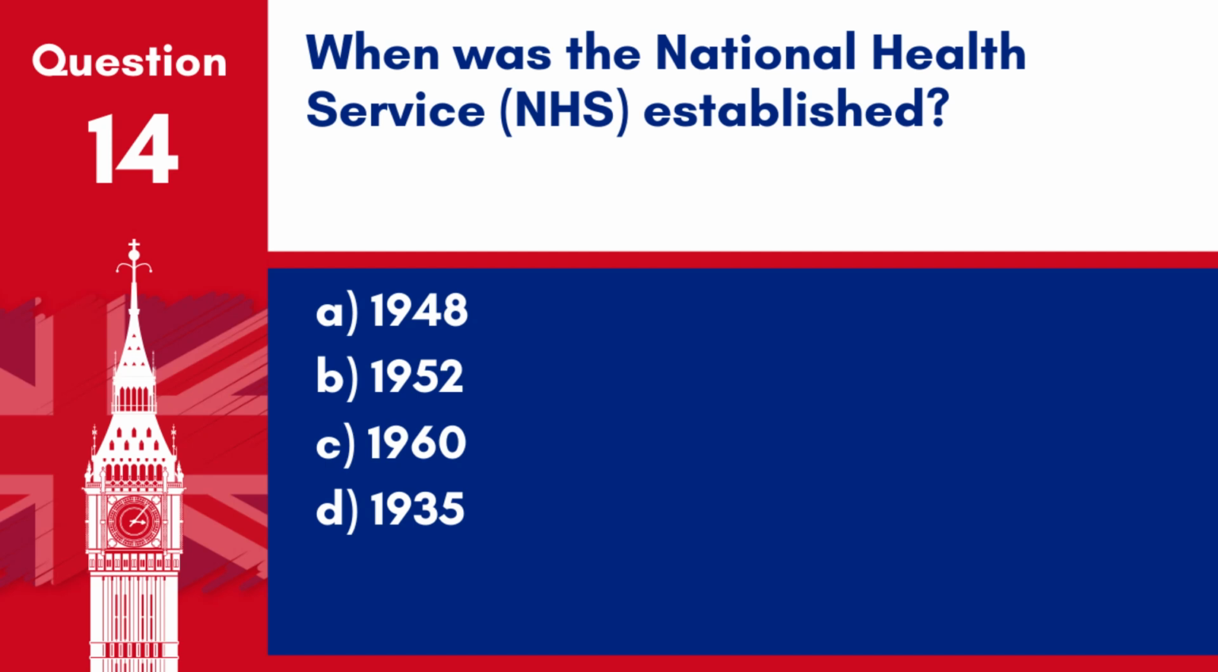Question 14. When was the National Health Service, NHS, established? A. 1948. B. 1952. C. 1960. D. 1935. Answer: A. 1948. The National Health Service, NHS, was established in 1948 to provide healthcare services to all UK citizens based on need, rather than the ability to pay.